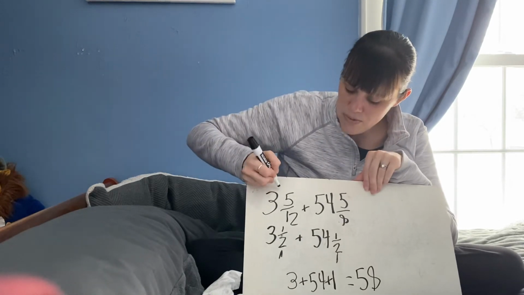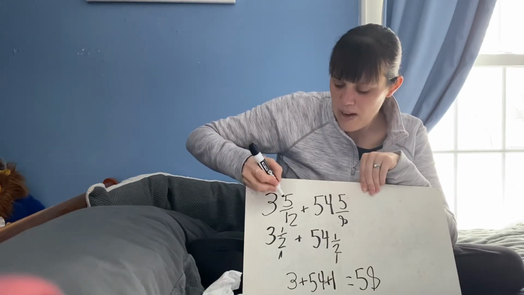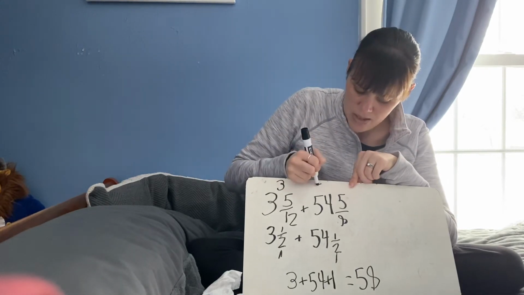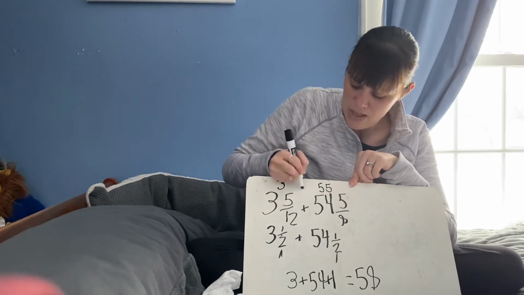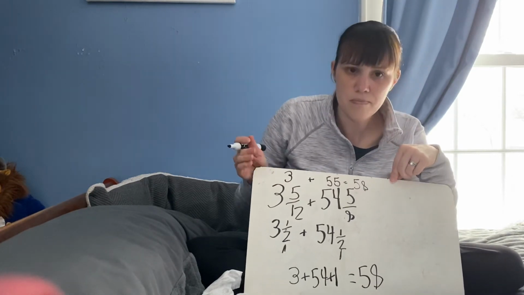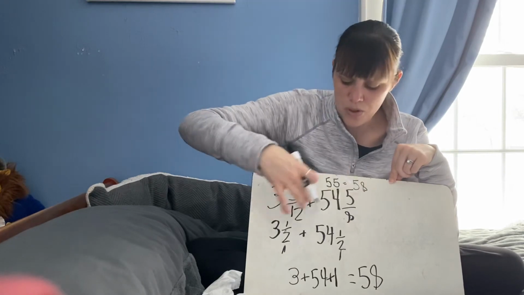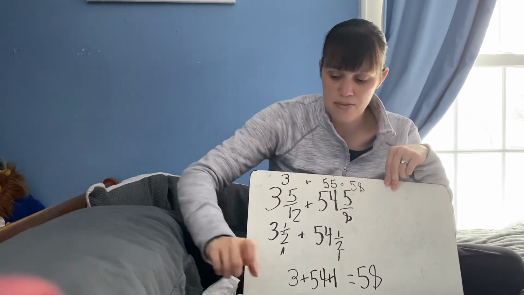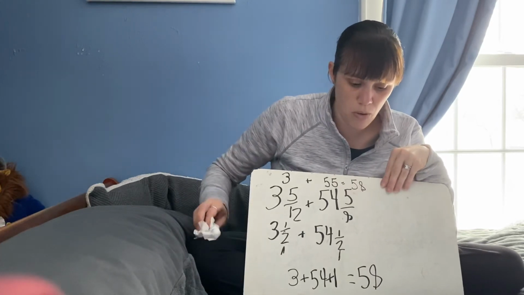Now, could you have said that 3 5/12 is closest to 3 and 54 5/8 is closest to 55? Yes, you could have. And look, I get the same answer actually. But both of these were close to that half mark. That's why I decided to leave half, because half plus half, we get a whole.